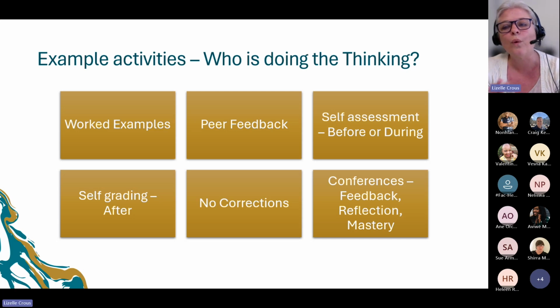And I'm going to ask why. So if you decided on which one is doing the thinking, anybody wants to share in your current practice? And there's silence. Valentine. Hi, Lizelle, Valentine. Valentine, sorry.